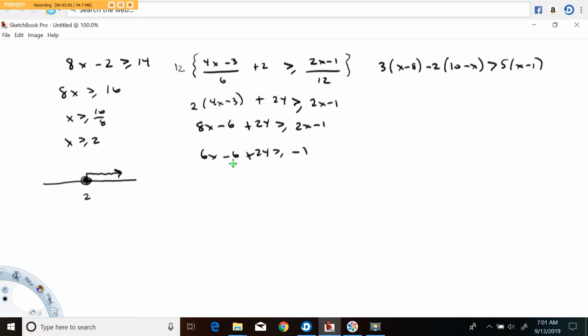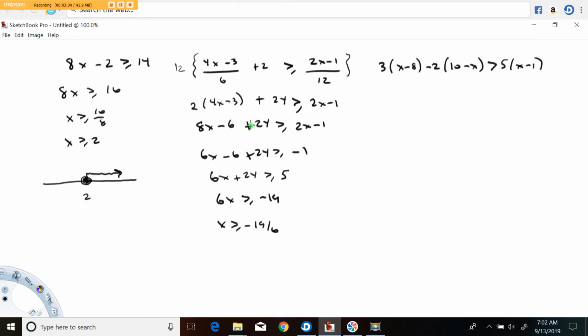And now we're going to add 6 to both sides. So 6x plus 24 greater than or equal to 5. Now we'll subtract 24 from both sides, so 6x greater than or equal to negative 19. Then divide everything by 6, and we have x greater than or equal to negative 19 over 6.